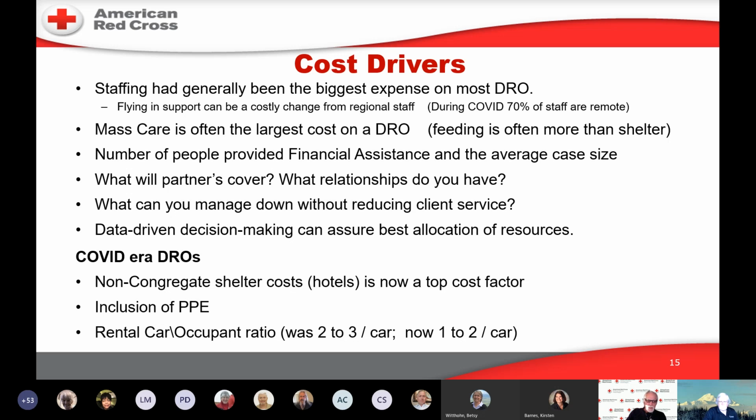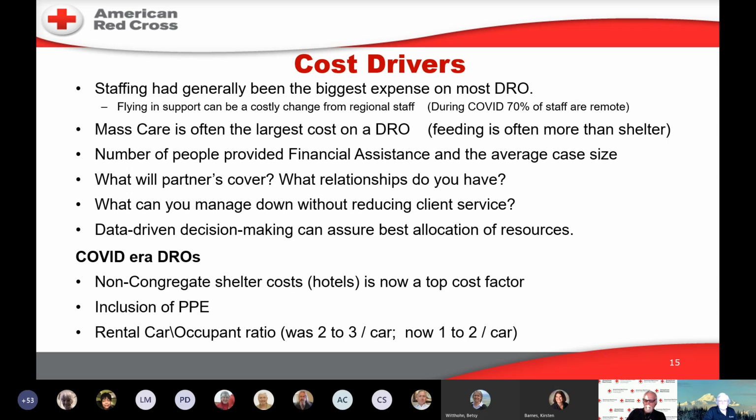The other big change is the rental car occupancy ratio has gone way down. To keep the distance between people, the maximum number of people we're requesting in a Red Cross car is 2. And in many cases, it's now 1 person per car. Now, it's mirrored with the fact that there are far fewer people in the field, so there isn't as much need for cars, but the ratio has been relaxed to a much lower number.